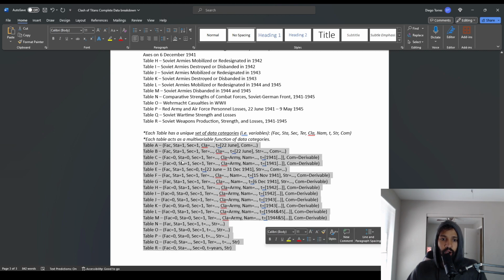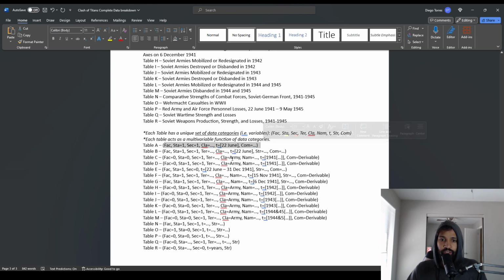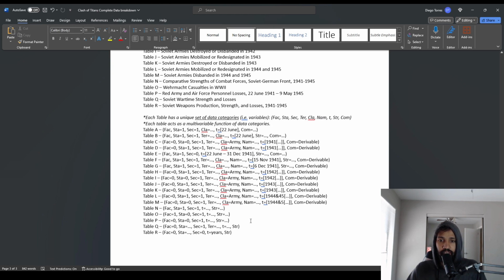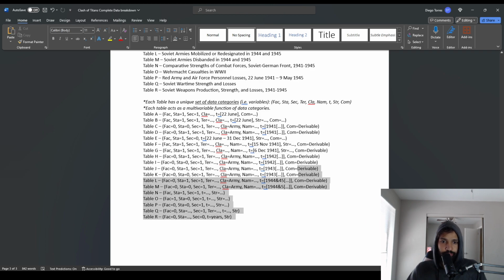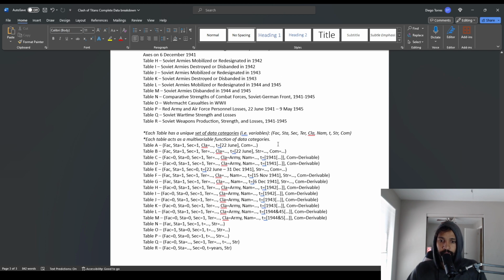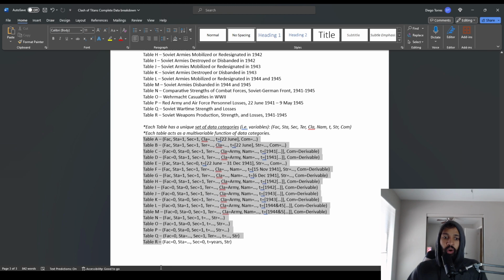Again, tables A through R, treating them as if each of them was essentially a unique set of data categories or variables, and then each data table acts as a multivariable function of data categories. And this is what I did pretty much yesterday, and it took me longer than expected, but we were able to do it. And if this is hard to understand, I don't blame you. This is a work in progress. But the idea that I have is that for each of the 8 variable types, I'm able to uniquely describe what each table offers, right?